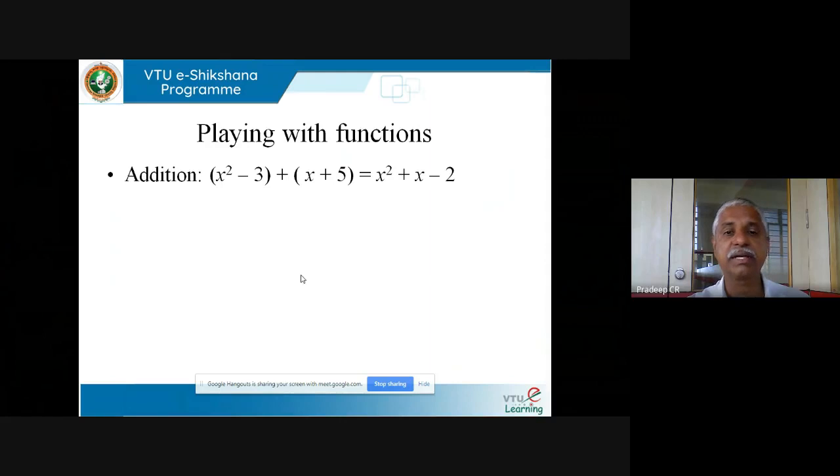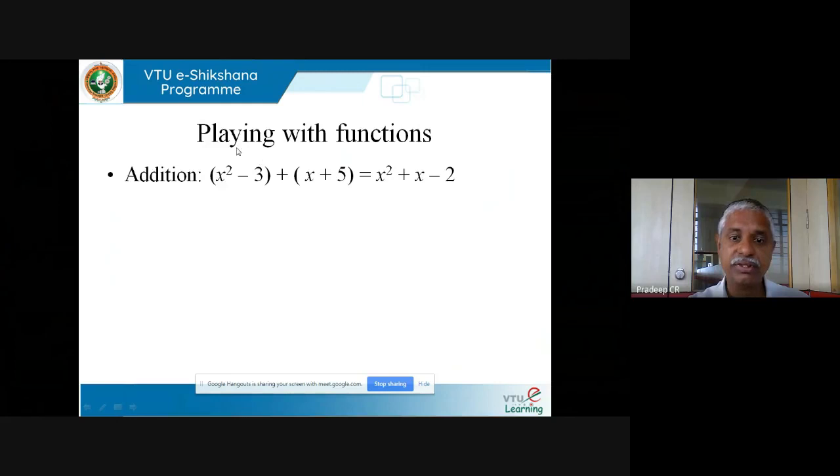For example, here is an example of addition of functions. See, here are two functions. One is x square minus 3, another is x plus 5. I want to add these two. How do I add? Oh, there is a rule. I won't tell you that rule now. But addition of these two will give you x square plus x plus 2. You know how to add functions.